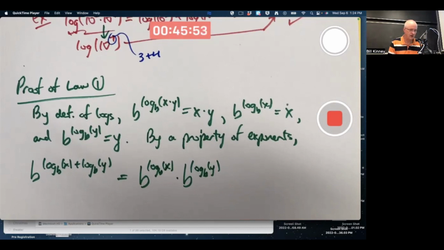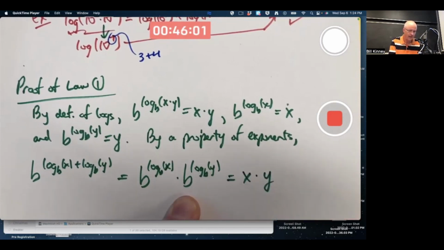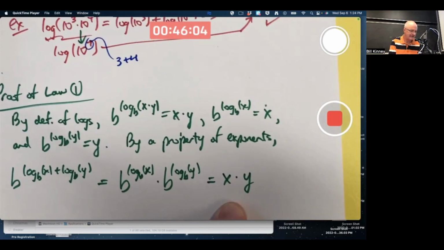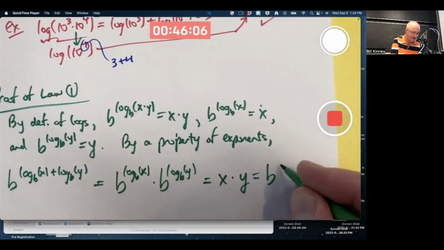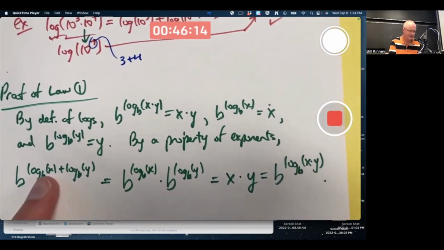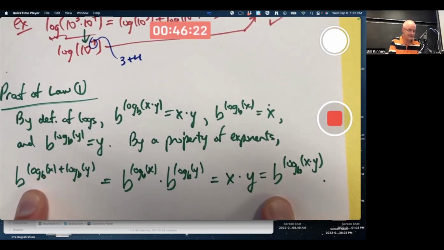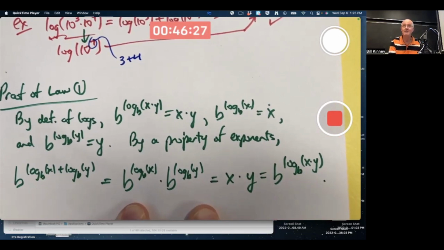And well, are we closer? Does this help? Well, wait a minute. What's this? That's x. And that's y. And that is, I feel like we're onto something significant here. Does this do it? Does this show those exponents are the same? Yeah, it does. B to these seemingly two different exponents are equal. Therefore, the exponents must be equal. Done.